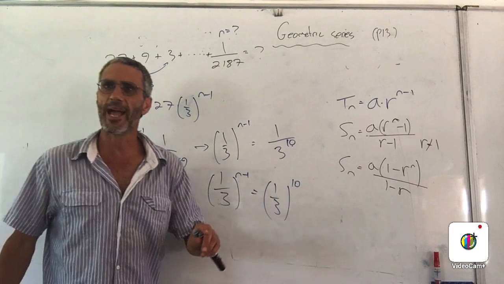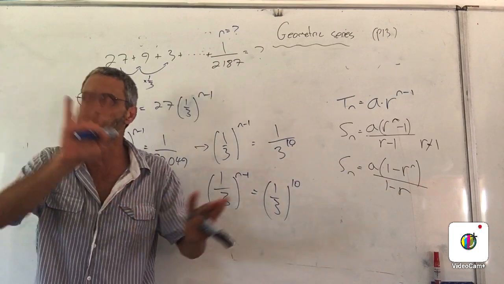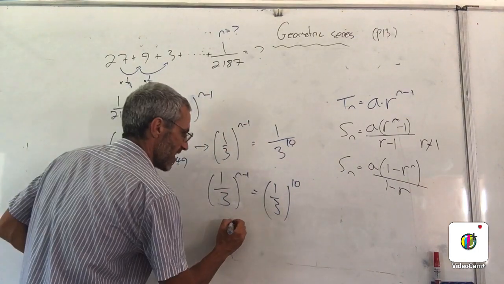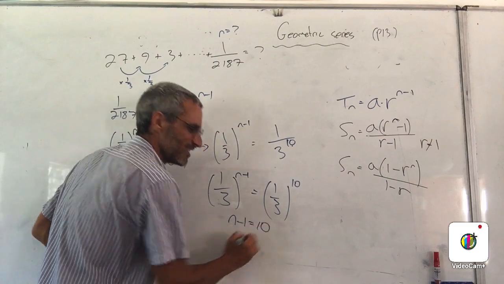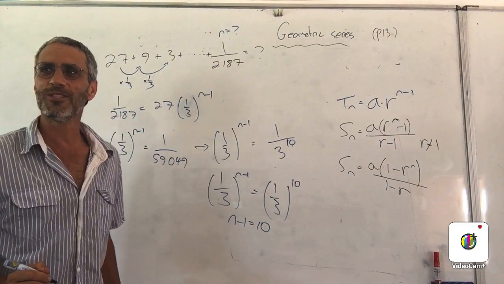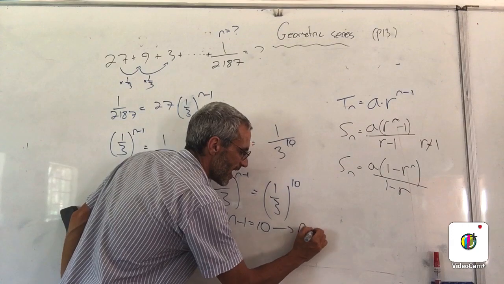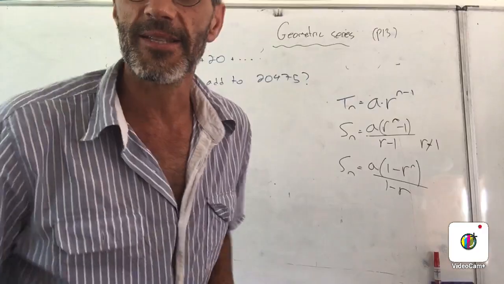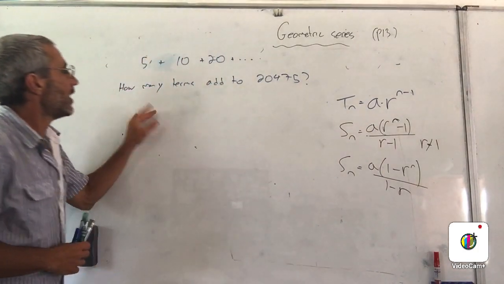And then we're back in grade 9. What do we do now? Drop the base. N minus 1 equals 10. And finally, n equals 11. End of story. Thank you very much. We're moving on, guys.